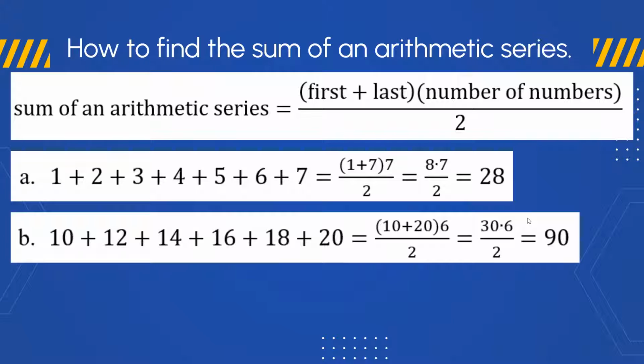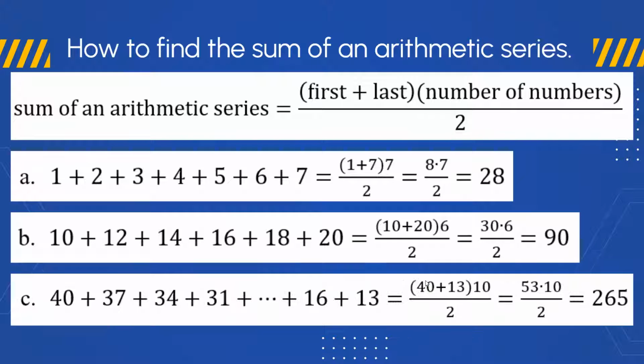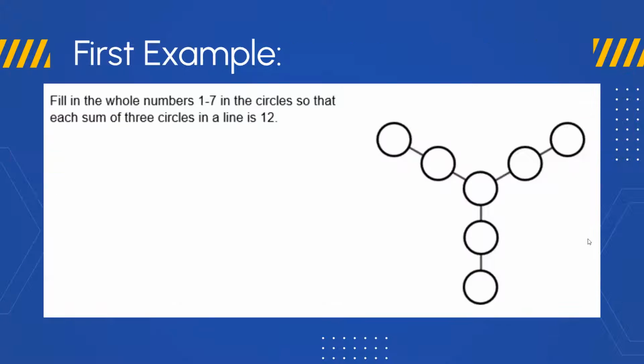The second example, first plus last is 30. There happen to be 6 numbers here, and divide by 2, and we get 90. The third example, first plus last is 53. There are 10 numbers. Sometimes you need to have a strategy for figuring out how many numbers there are. That could be covered in a different video. And we get 265. So we need to be able to find the sum of an arithmetic series.